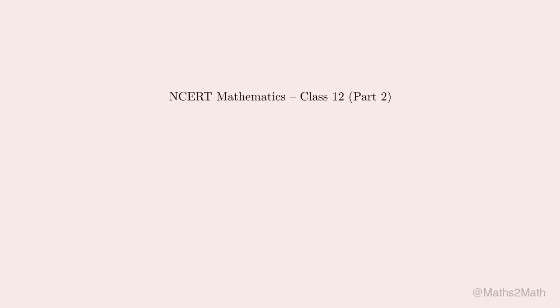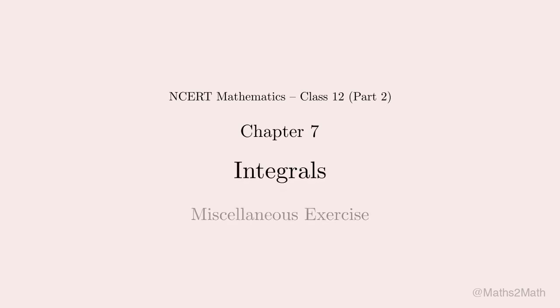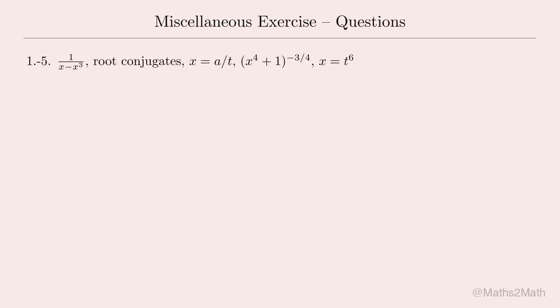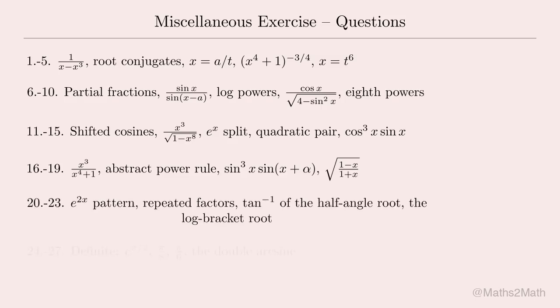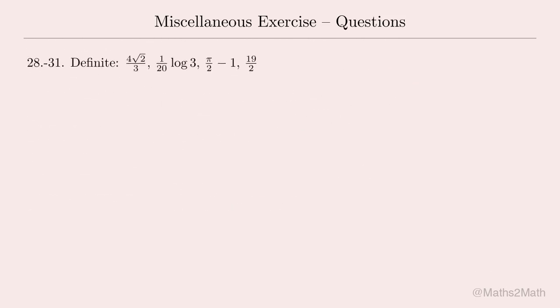In this video, we are solving every question of the miscellaneous exercise on Chapter 7, Integrals, from the NCERT Mathematics textbook for Class 12, Part 2. The miscellaneous exercise on Chapter 7 is the longest of the book. 40 questions sweeping every technique of integration, 23 indefinite, 8 definite, 6 proofs, and 3 multiple choice. Here is the full list, grouped.